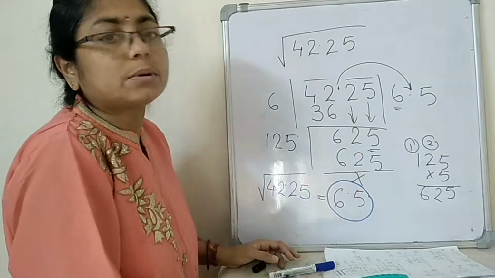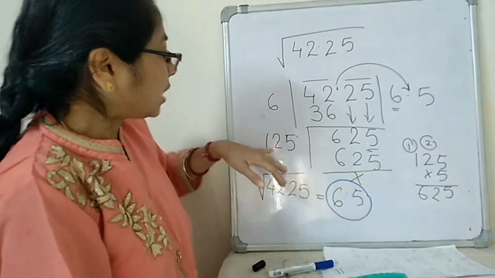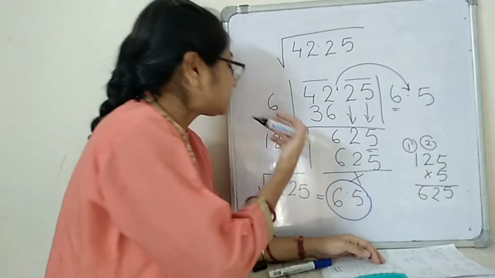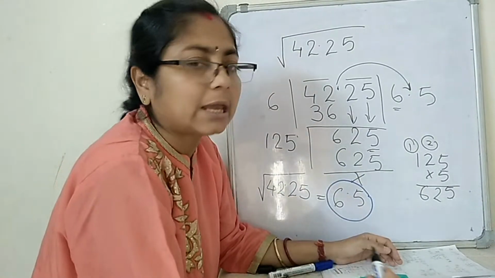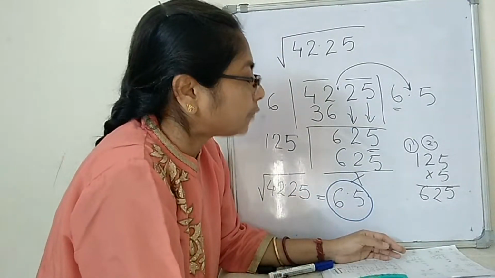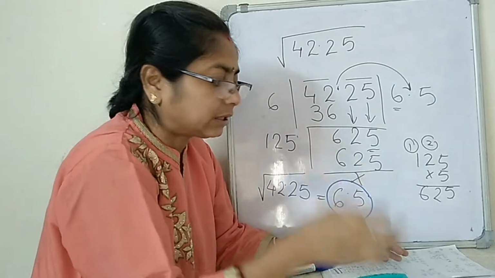What is the next step? There is a 6. So I make it double. I write 12. Then I put any one number beside 12. First for checking, I am not sure if 5 will come. But for that reason, we put any one number and multiply it.